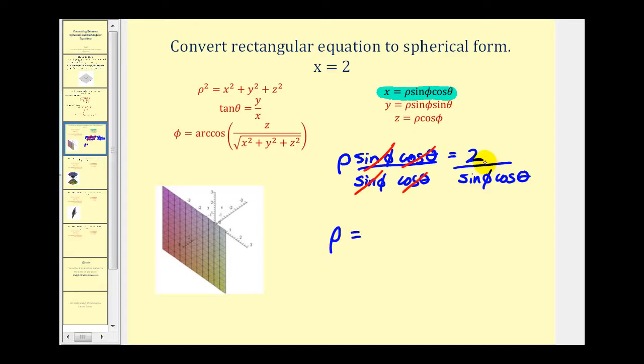So we have rho equals 2 over sine phi cosine theta. But remember, 1 over sine phi would be the same as cosecant phi. So we can write this as 2 cosecant phi. And 1 over cosine theta would be the same as secant theta.